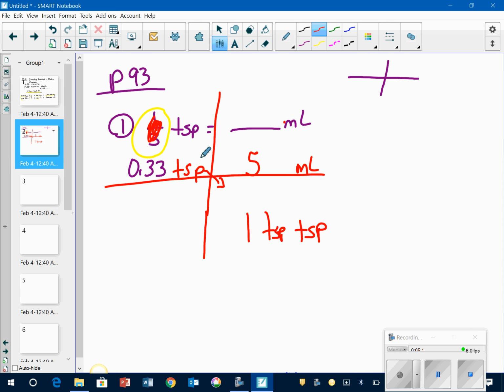So with this one, we're not going to cross multiply because our units aren't the same on the top and they're not the same on the bottom. We're just going to multiply across then divide. So 0.33 multiplied, of course, by 5 is going to be 1.665 over 1. If we round this to the nearest hundredth, your answer would be 1.67. So 1/3 teaspoon is equal to 1.67 milliliters.